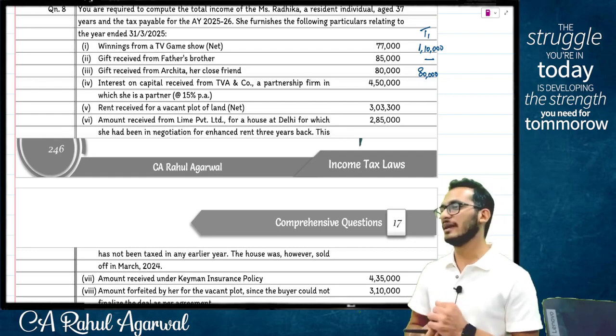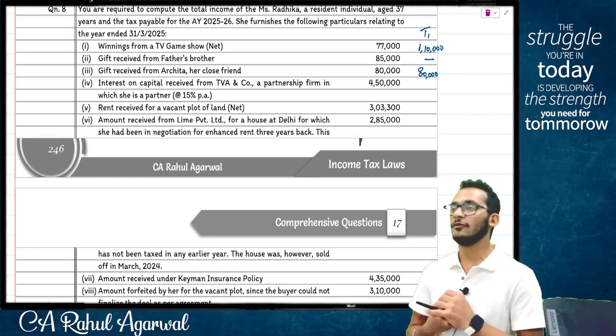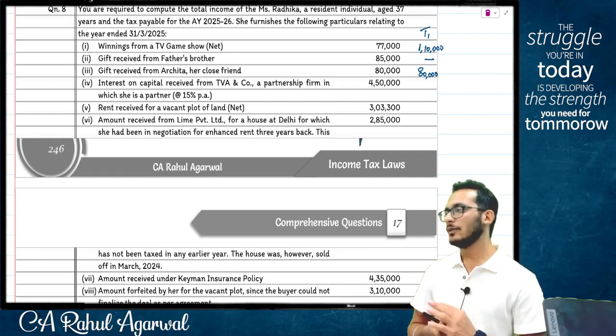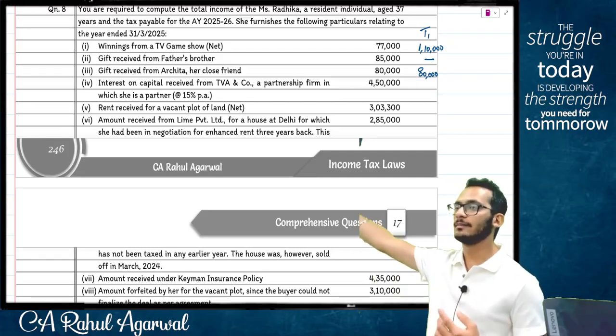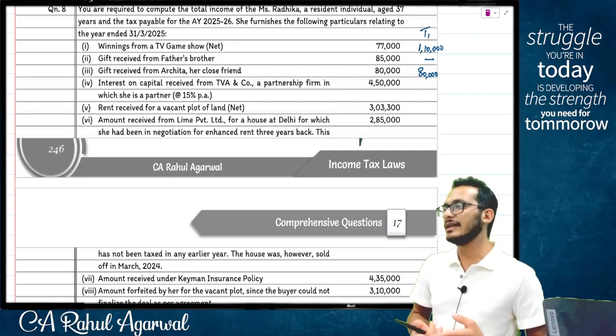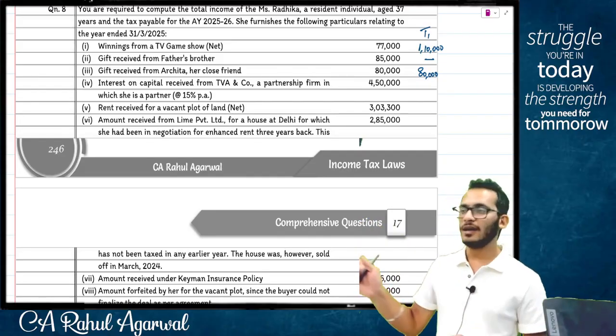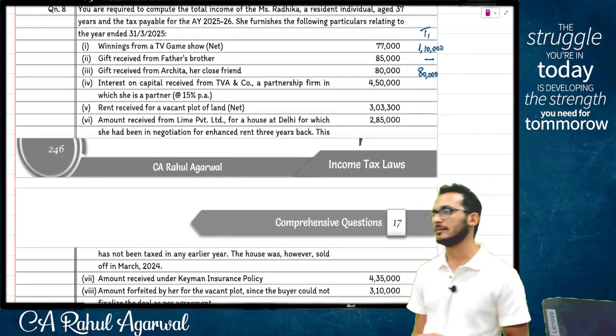Now, here is a case where interest on capital is provided. The firm could have claimed only 12%. So the partner is going to be taxed only for 12%. The partner has received 15%. The partner will be taxed only on 12%. 4,50,000 is 15%. Tell me what is 12%?